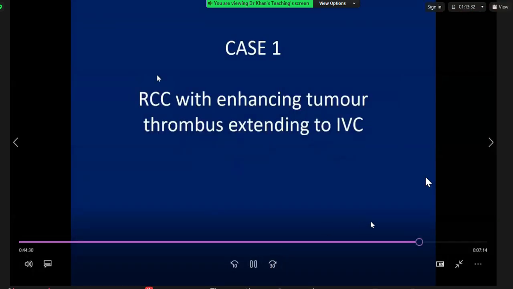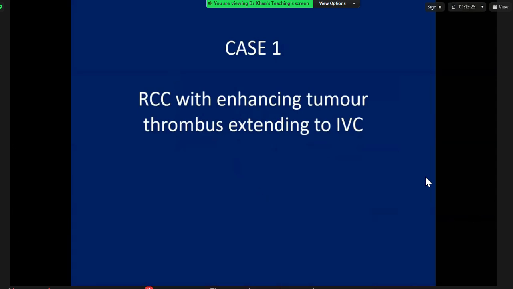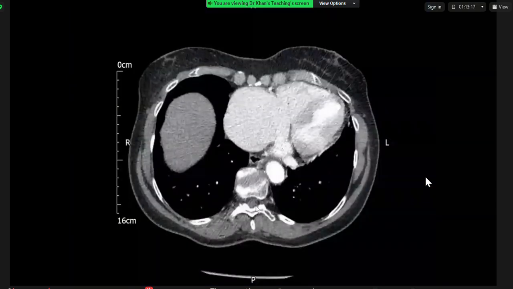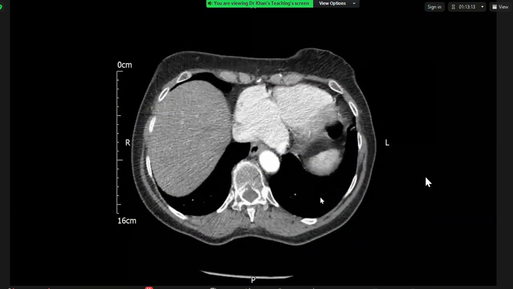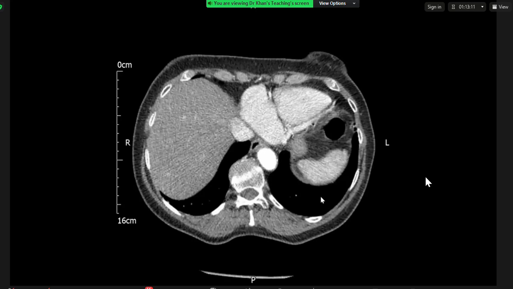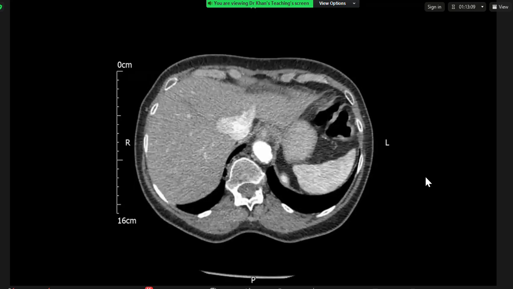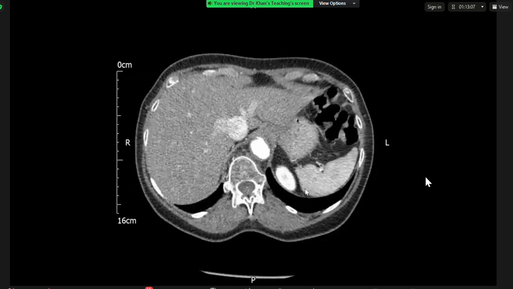Okay, lovely. So now I'm going to describe some long cases, and thank you. We're going to be talking about a tumour with enhancing tumour thrombus extending into the IVC. So this is an example of the sort of effects that a renal cell tumour can have, and this is what you should be looking out for.